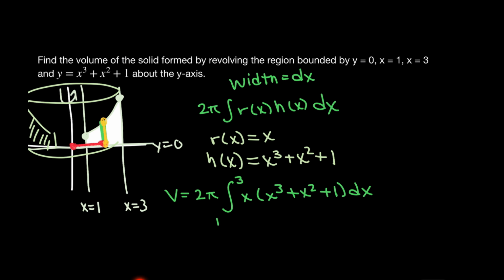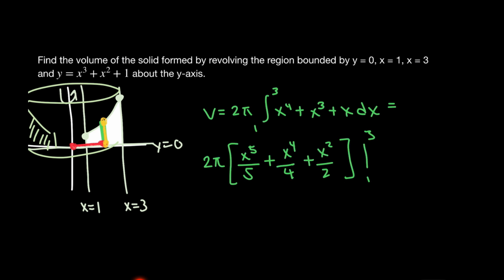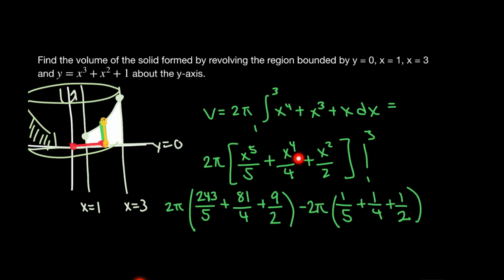All right, let's see if we can solve this. I would distribute the x first, and then I'll be able to integrate. The 2 pi is a constant, so it stays there. Antiderivative of x to the 4th is x to the 5th over 5, plus antiderivative of x to the 3rd, which is x to the 4th over 4, plus antiderivative of x, which is x squared over 2. And then I'll plug in my bounds of integration. I have to plug in 3 for all the x's. Then I have to plug in 1 for all the x's and subtract those values. I used my calculator to finish this, and I got an answer of 724 pi divided by 5.